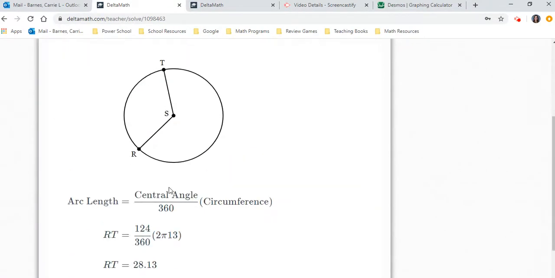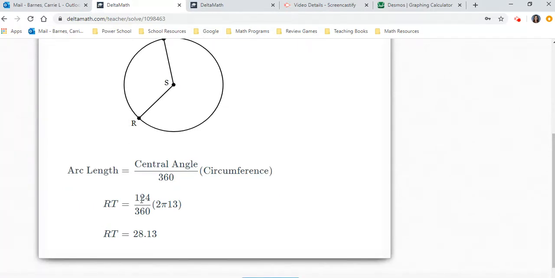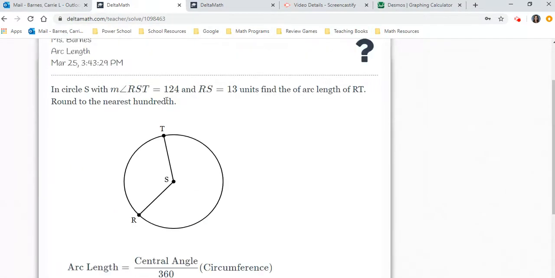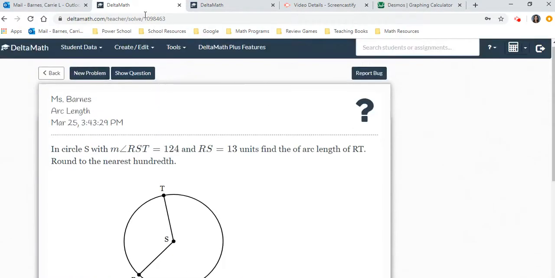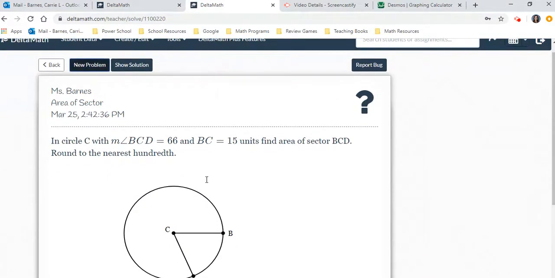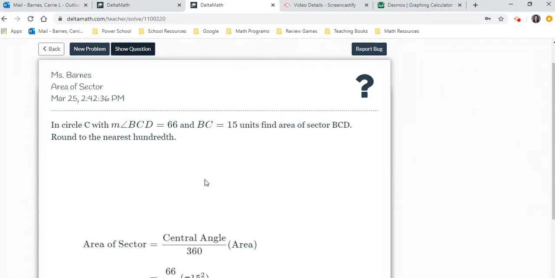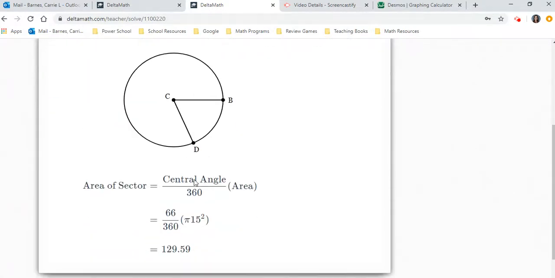It's going to be your degrees out of 360 and then times the circumference formula. So here we're looking at 124 degrees out of 360 and then times 2 pi and then the radius. Again, this is to the nearest hundredth. Please make sure you check that you're rounding to the right place. And then in the area of the sector one, I actually just did this problem with you, where the central angle is 66 and BC was 15. So let me just show you what Delta Math will show you. And it's the exact same thing that we just did. So we get 129.59.